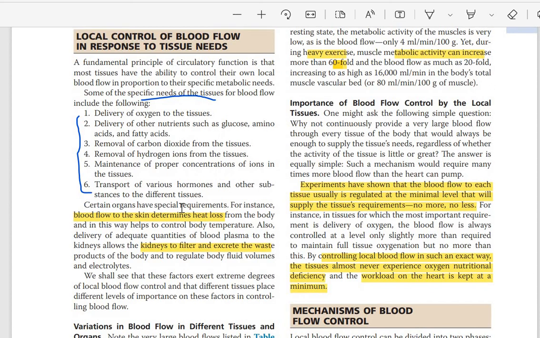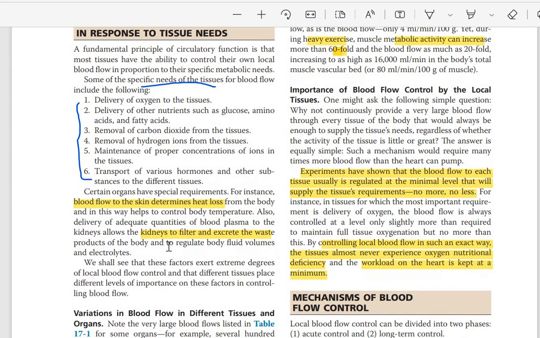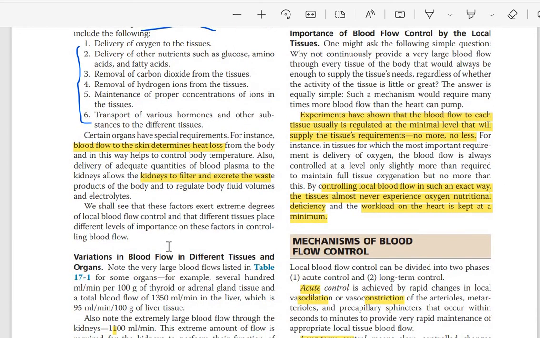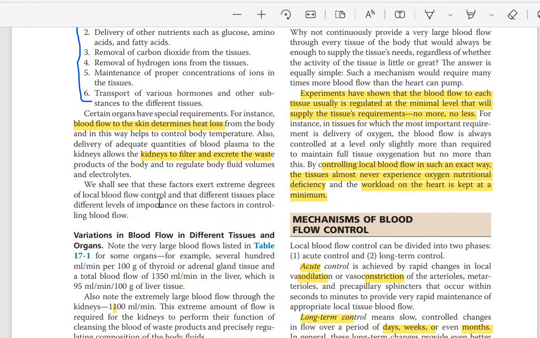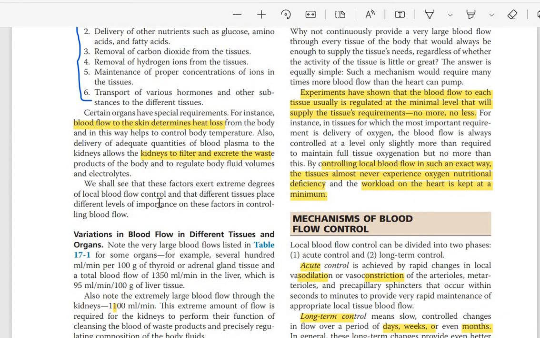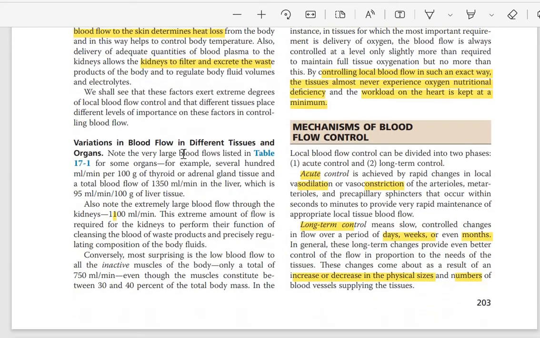But some special purposes also, like skin: the blood flow to the skin determines the heat loss from the body. Okay? Now the blood flow to the kidney determines the excretion rate. Okay, glomerular filtration rate is affected by blood flow to the kidney. So this is very easy, you will understand if you read.